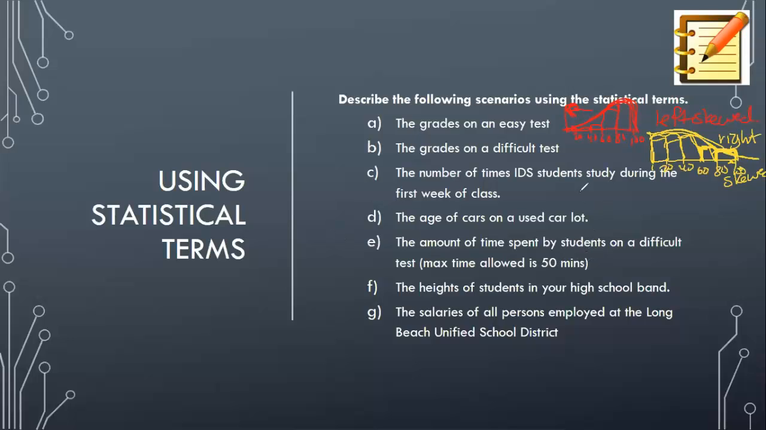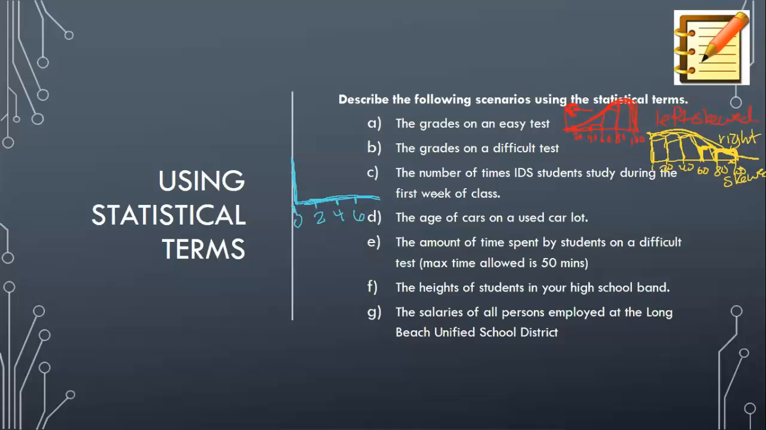Okay. What about this one? The number of times an IDS student studied during the first week of class. I'm going to start this at a 0, and then maybe a 2, a 4, and maximum a 6.